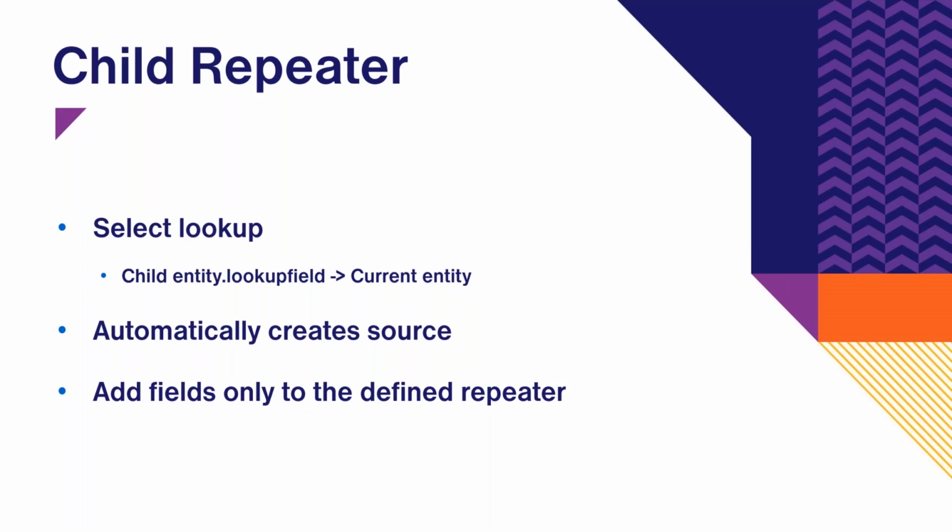Again, it automatically creates the source with the needed filter, and there is one specification: you can only add fields from this child entity to this defined child repeater. So if you place them outside, the report generator will not know for which of the children it should place the value in a non-repeater part. So basically, it will throw an error when you try to save it. So this is not allowed.